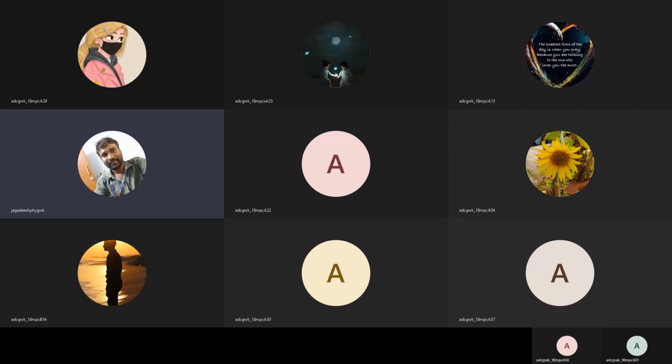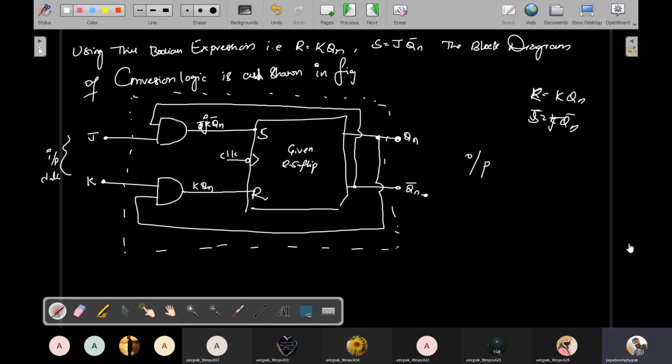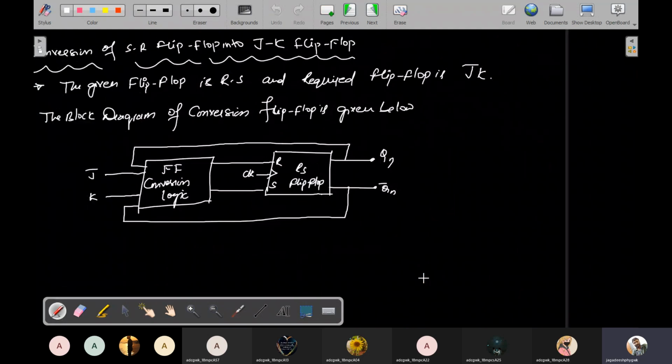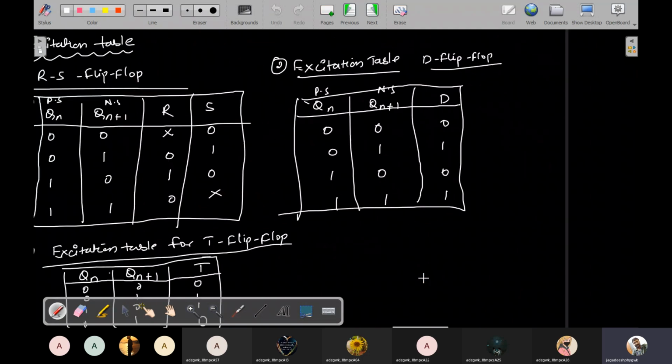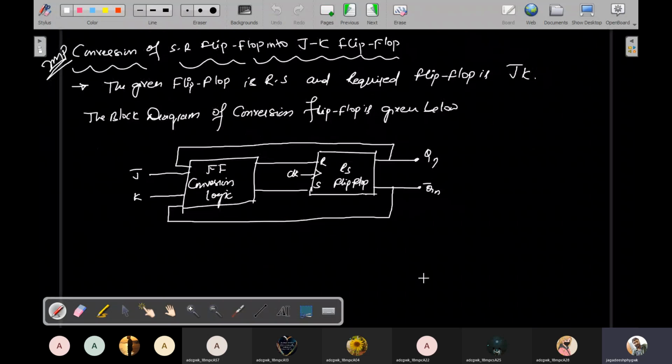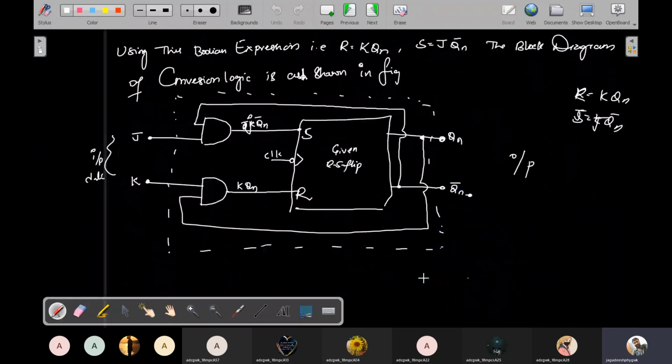Okay, so in the previous class I explained the conversion of SR flip flop into JK flip flop. Right now I'll move to these two, the conversion table, and I'll explain everything by using conversion phenomena. In the previous class I also explained the excitation tables of SR flip flop, D flip flop, and T flip flop. And these are the conversion steps. So please read completely. Conversion of SR flip flop into JK flip flop I explained by using this diagram.